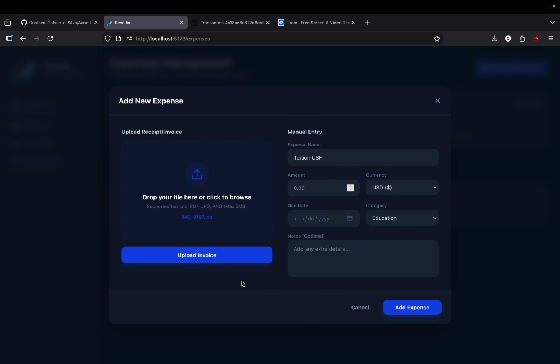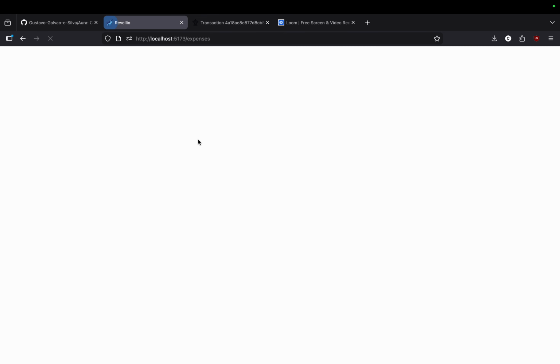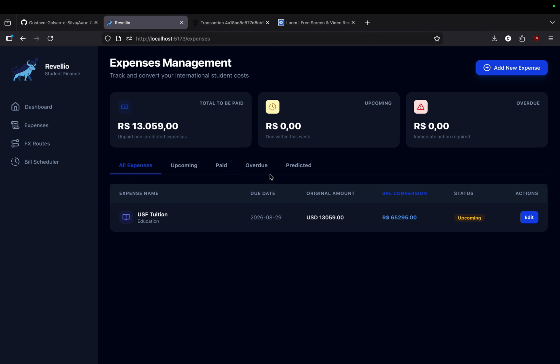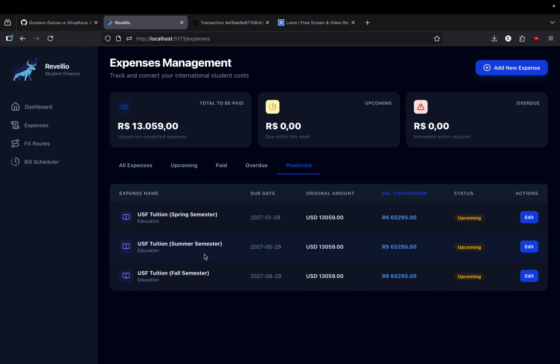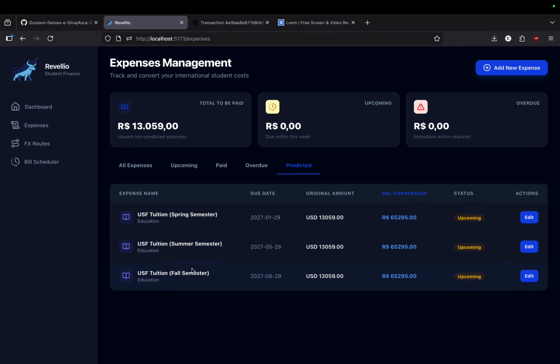It gets the documents, analyzes all of them, and transforms them into financial documents and bills. So you can see here, just a piece of paper, just a simple photo. It's already here: USF tuition, the due date, and the amount. And based on that, we have an agent that does predictions, and it's able to predict what the most likely next expense is going to be based on your past expenses. So we added the USF tuition. It's also going to have USF tuition for the spring, summer, and fall.